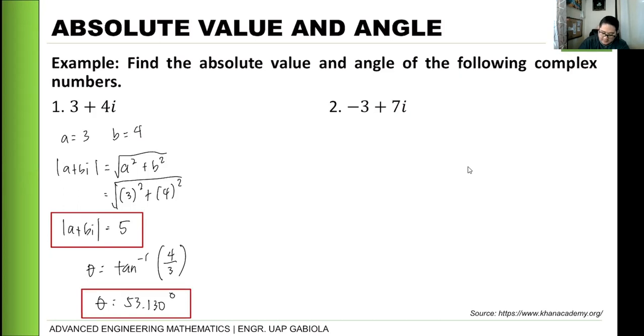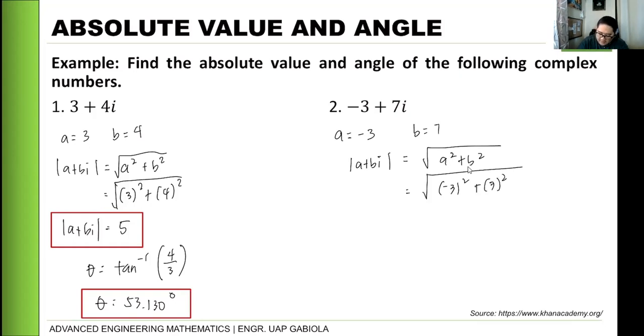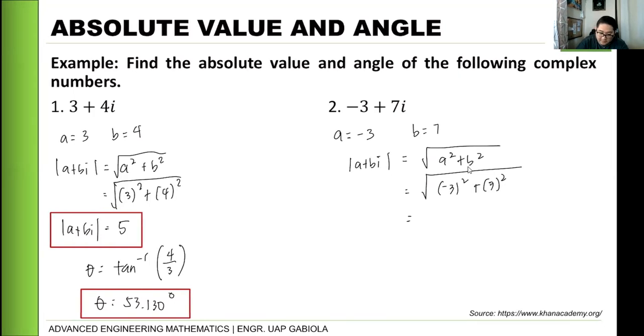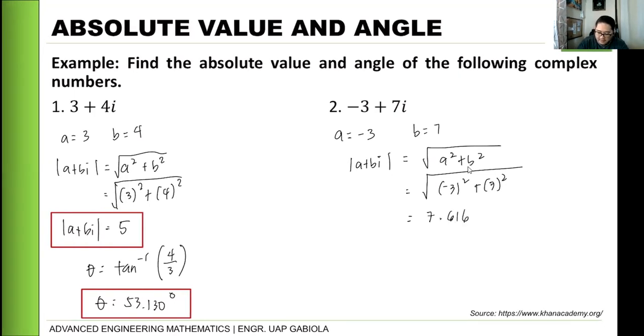Okay. Next, we have negative 3 plus 7i. Okay. So we have a is equals to negative 3. And then b natin is equals to 7. Okay. So we have the absolute value, a squared plus b squared. So we have negative 3 squared plus 7 squared, and square root of that value, which in decimal form is 7.616. Okay, so that is our absolute value.